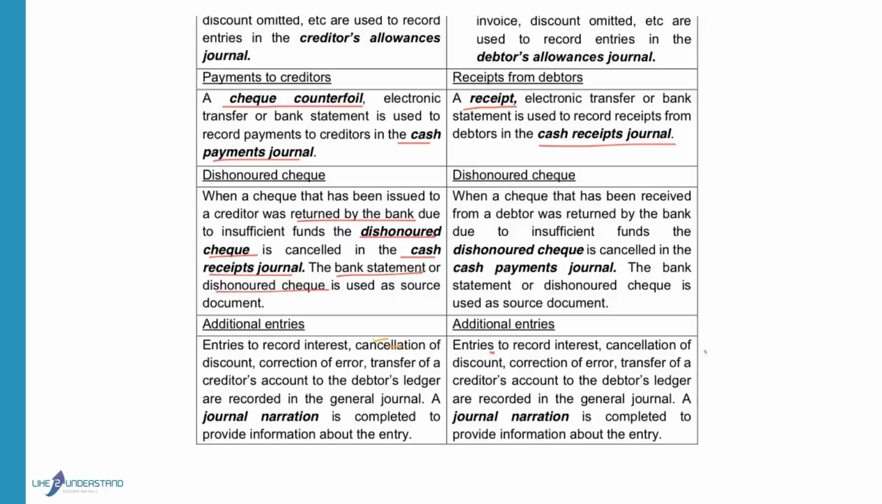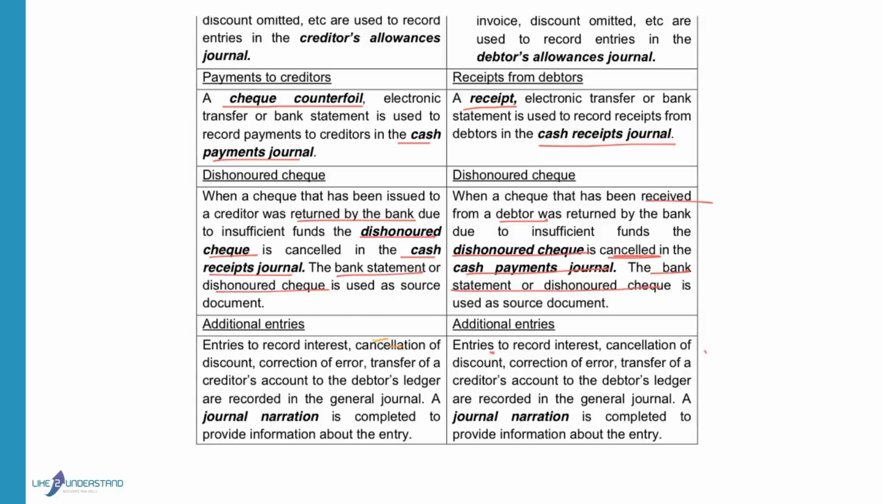If we have a dishonored check that we received from a debtor, and this check is returned by the bank, dishonored because the debtor doesn't have money, we have to cancel this in the cash payments journal. Because when we received the check, we recorded it in the cash receipts journal. So if we want to cancel it, we must cancel it in the cash payments journal. The bank statement or the dishonored check will be used as source documents.